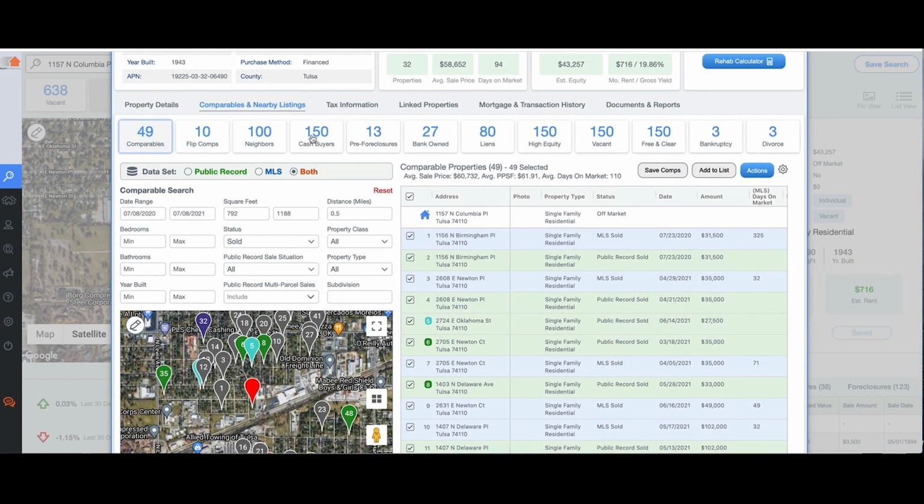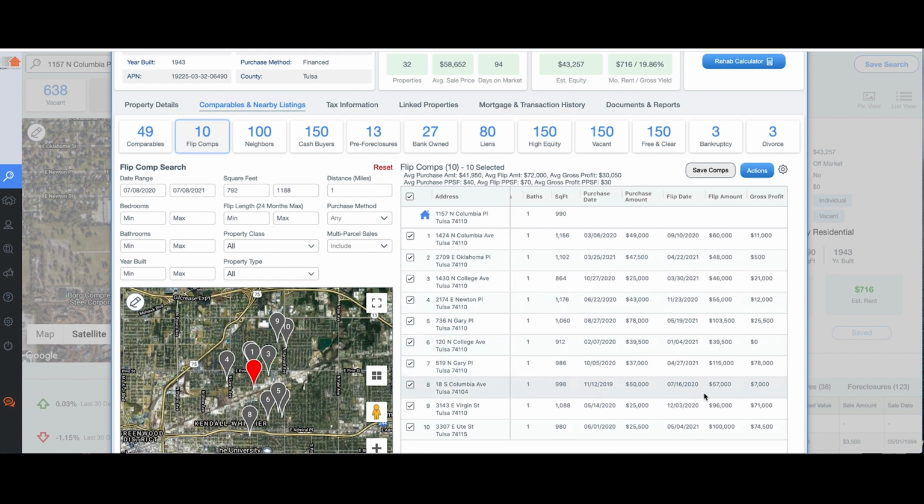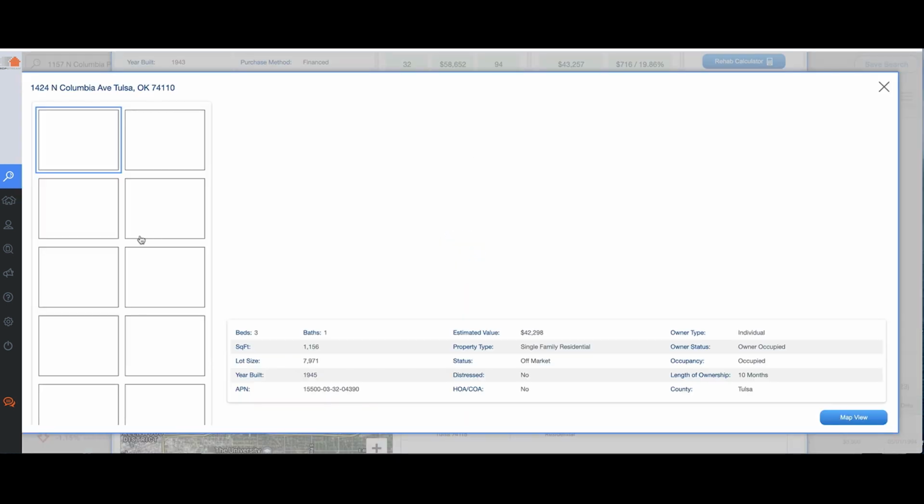So then I go here, and this is the list of comps. They break it down. You can push flip comps only, which is basically houses that have been bought and sold twice within like the last maybe year or 6 months. So it gives you a whole list of comps that have been flipped, bought and sold very quickly. And it gives you the amount, like how much they were purchased for. And you can even look at some photos.